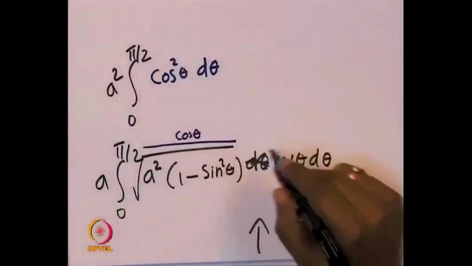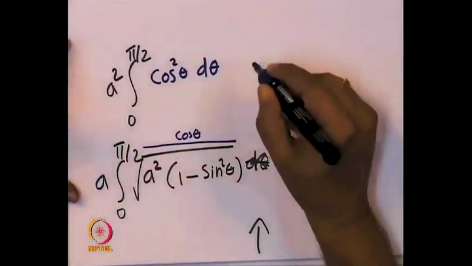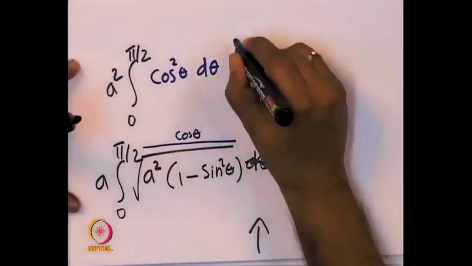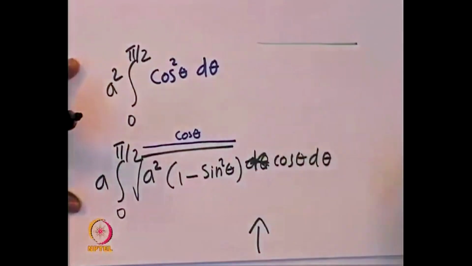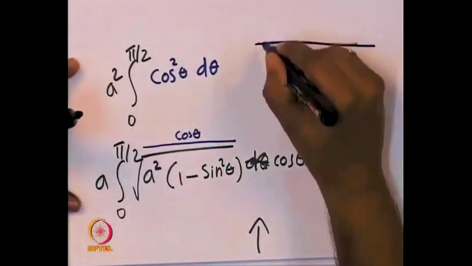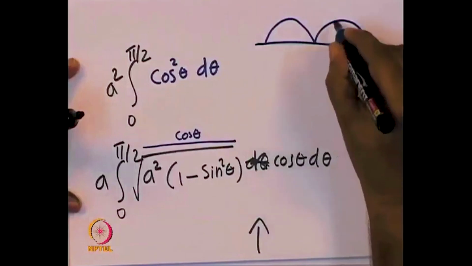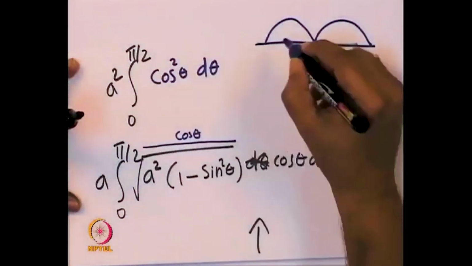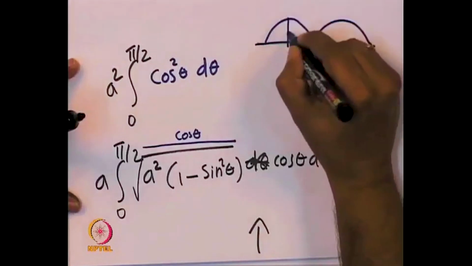So, 0 to pi by 2 cos square theta d theta. So, you can do this. If you think of how to plot cos square theta, you can plot cos square theta again. The plot will be like so, 1, 0 to pi by 2. So, this is 0 to pi, and 0 to pi by 2 only will be a part of this.